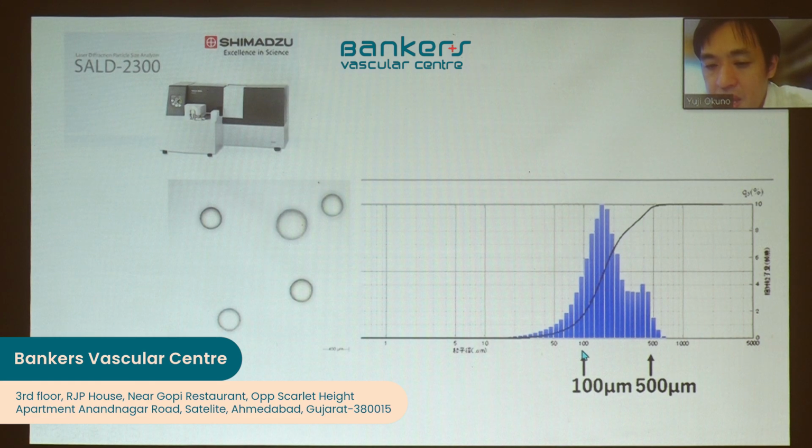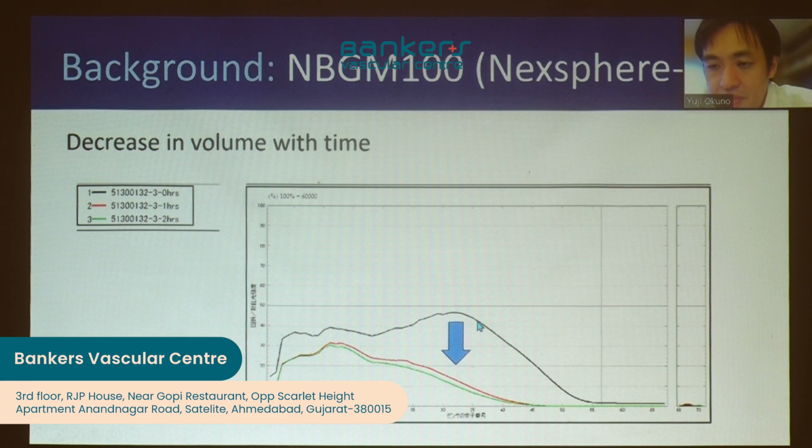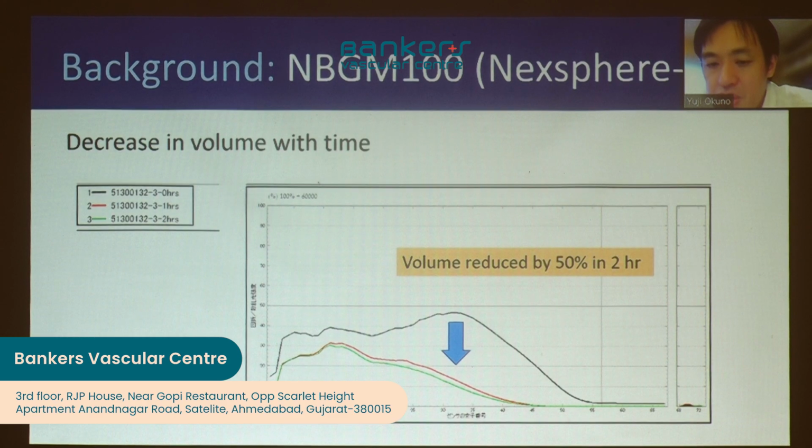This graph shows the diameter of this particle. You can see the particle diameter is 100 to 500, and this graph means the reduction of volume. This particle reduced its volume by 50% in 2 hours. So it means this particle is dissolvable, and can have a temporary embolic effect.